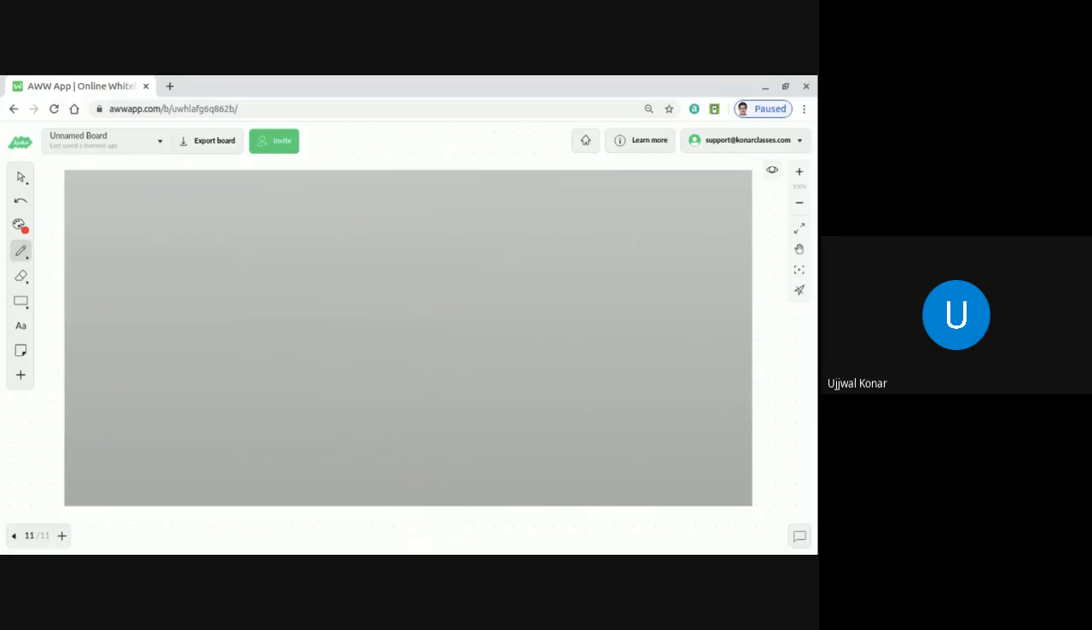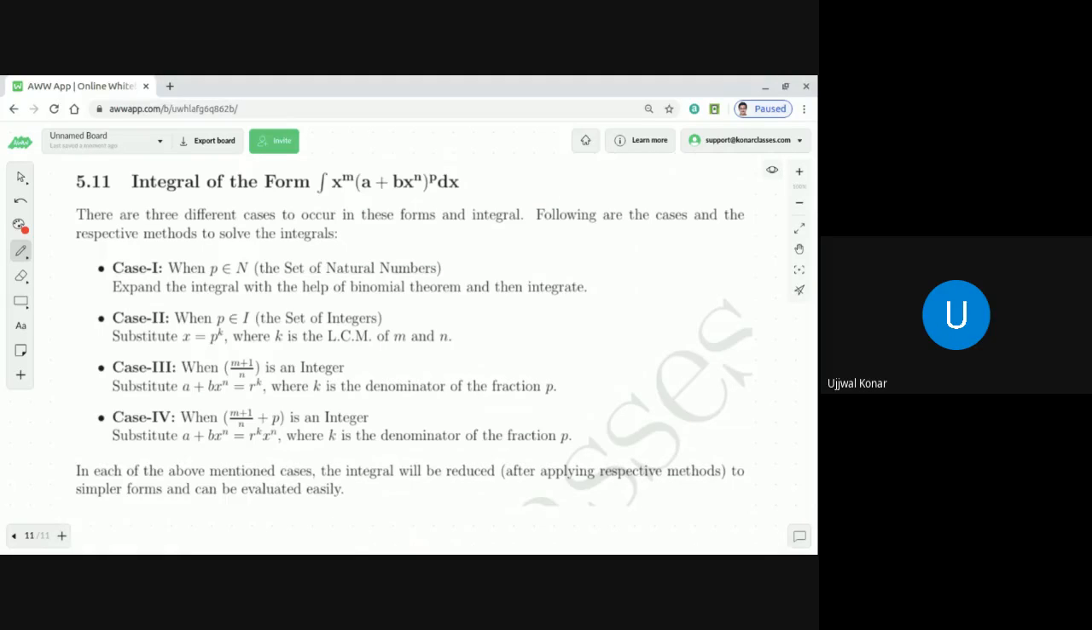If you get integration of the form x to the power m into (a plus b x power n) whole power p dx, it is a very advanced form of integration. I repeat, only important for joint entrance. There are 3 different cases to occur in this form of integral. Following are the cases and the respective method to solve this integral.